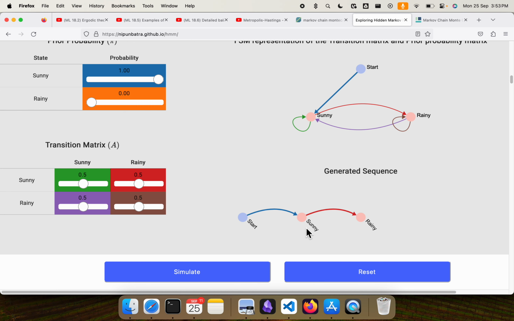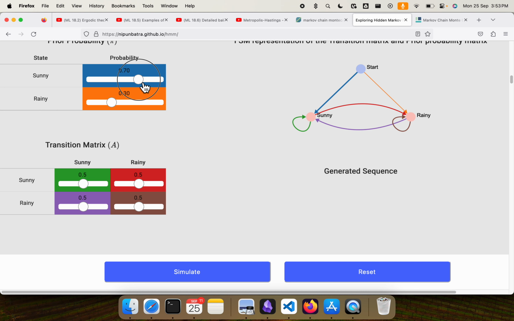Importantly, the first sample has to be sunny. Then from sunny, there is a 50% probability of going to sunny and another 50% chance of going to rainy. But the important thing we've noticed here is that the first state always has to be sunny. Let me reset, draw again: sunny, restart, again sunny, because the probability is 1.